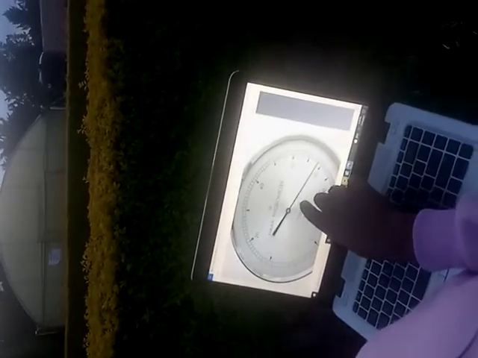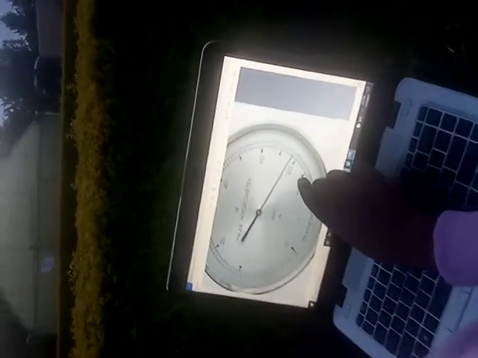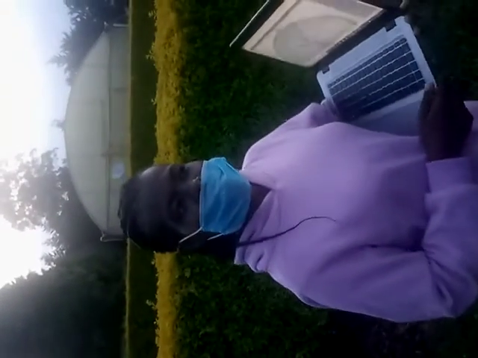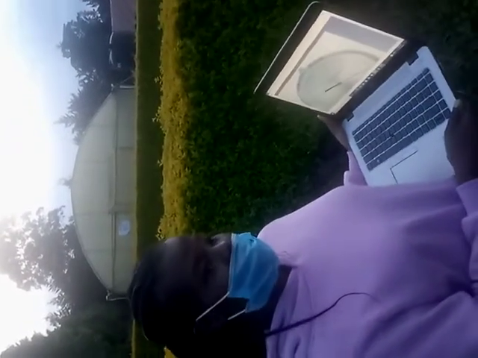Okay, we see that the pointer moves when the amount of water in the atmosphere increases. And this is how it moves. It is unfortunate that we don't have an accurate picture here.